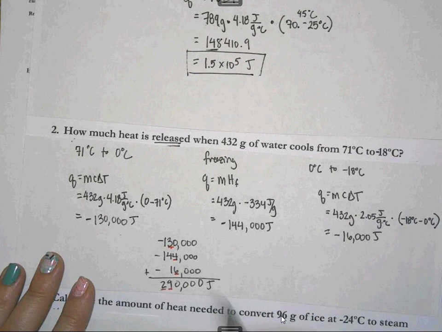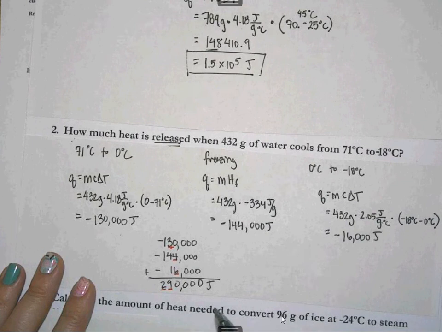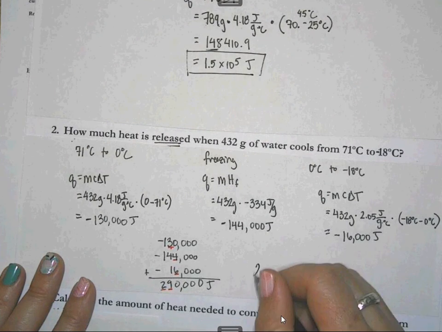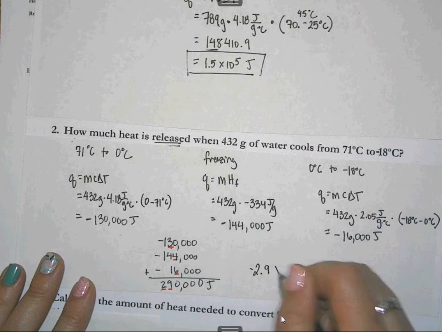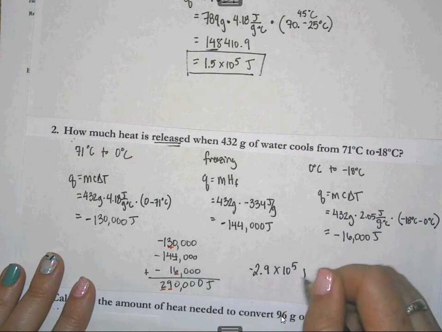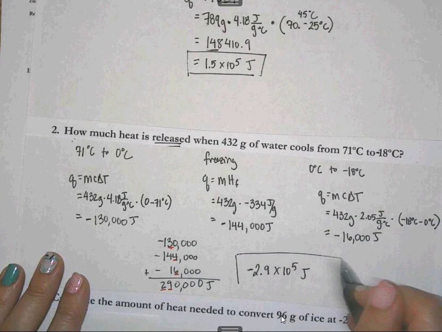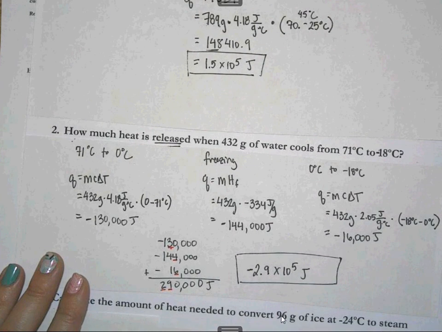So it's going to be negative 144,000 joules. It actually has to take out more energy to freeze it and not even change its temperature than it does to lower it 71 degrees Celsius. It's kind of amazing.